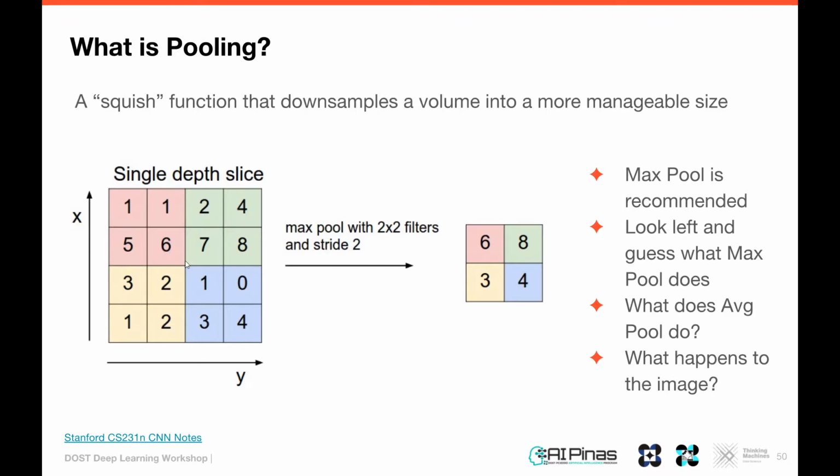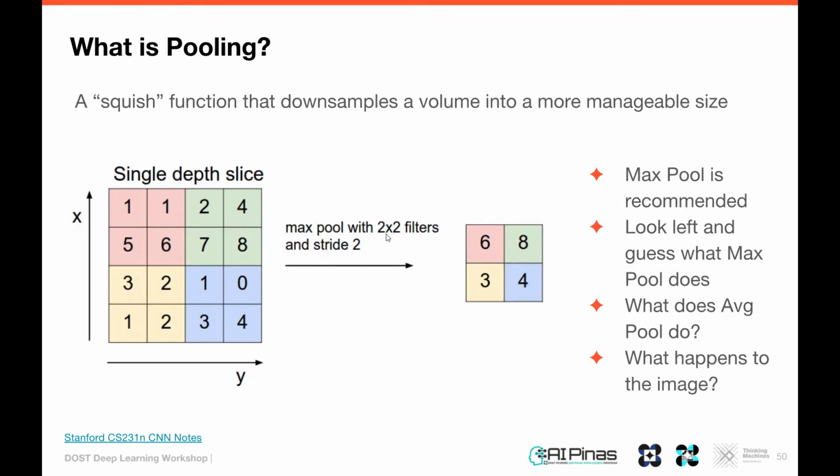So intuitively, think of this slice, and if you have a max pool layer with 2 by 2 filters and stride 2, so you have a filter that's this high, this wide, takes a stride of 2, then you will end up with this. And this is max pool. Max pool takes all the pixels within the filter and gives you the maximum value. So here it's 6, here it's 8, here it's 3, and here it's 4. Max pool is highly recommended as you're downsampling. There are a couple other types of layers that will do downsampling, but max pool is highly recommended. There's also average pool, which does exactly what it says on the tin.